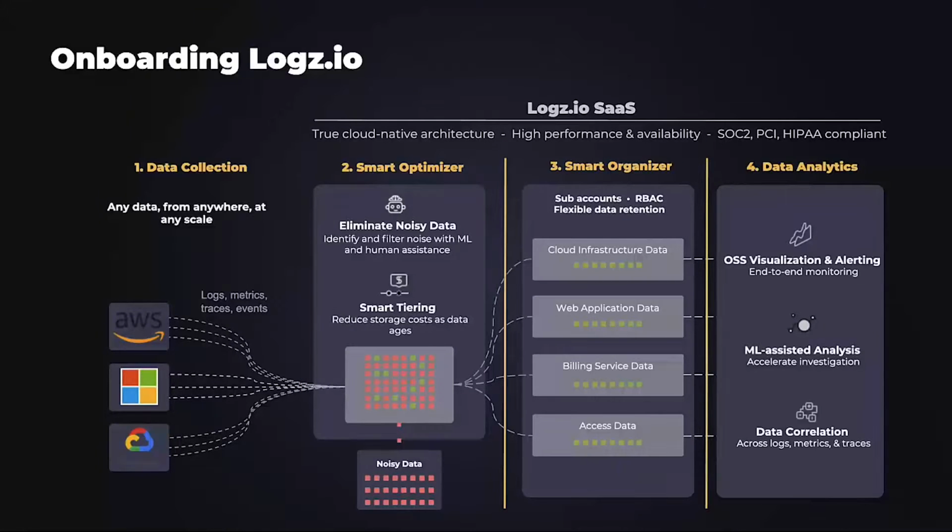All right, moving on to the third step. Now that we've narrowed down the data, we can segregate it across teams with Smart Organizer so that each team can focus on the data that matters most to them while ensuring that users can't access data that they're not supposed to access. We do this by organizing our data across Logs.io sub-accounts and then using Logs.io's role-based access control to assign each user or team to the data that's relevant to them.